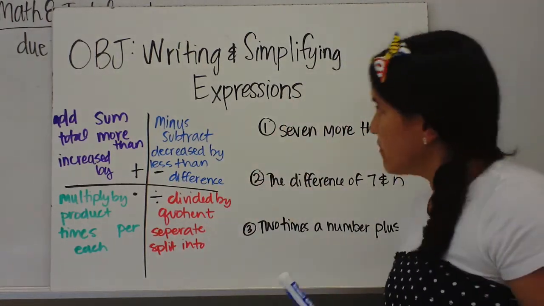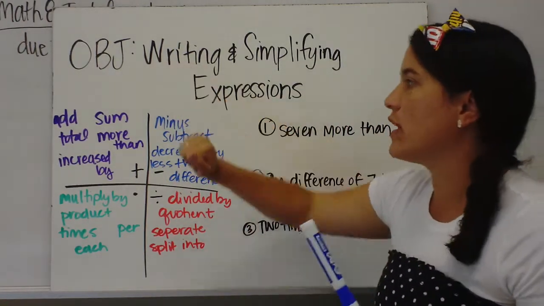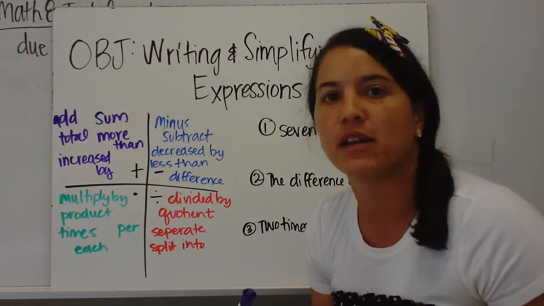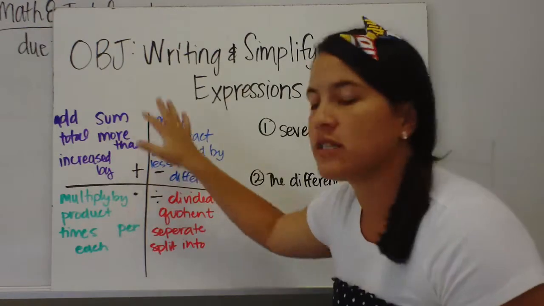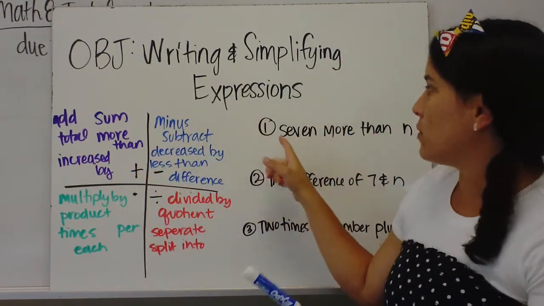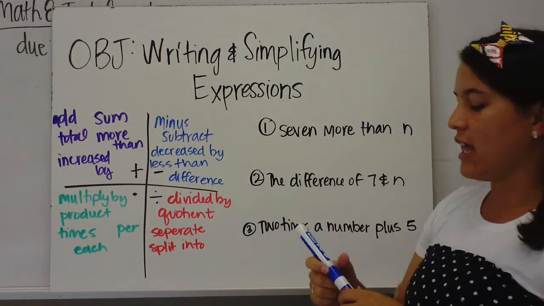So, writing and simplifying. Writing expressions is when you're going to take a word problem and write it in a mathematical phrase. I've given you some keywords. You want to make sure you get these down. And then some examples. So the first one, 7 more than n.